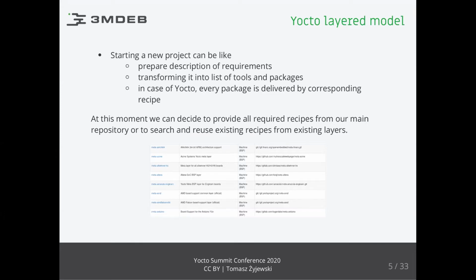So at this moment, we can decide to provide all required recipes from our main repository, or to search, for example, using the layer index, and to reuse the work that was already done. When we decide to use the layer index, we will discover that there are many layers already existing that provide a large amount of metadata.